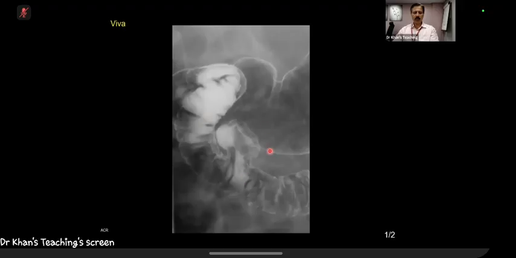Okay, candidate 2, spot diagnosis. What is this? Duodenal diverticulum. Right. Which part of duodenum is this? Second part. Second part. Now, duodenal diverticuli can be at various locations. The most common is the second part, and they project towards the pancreas.